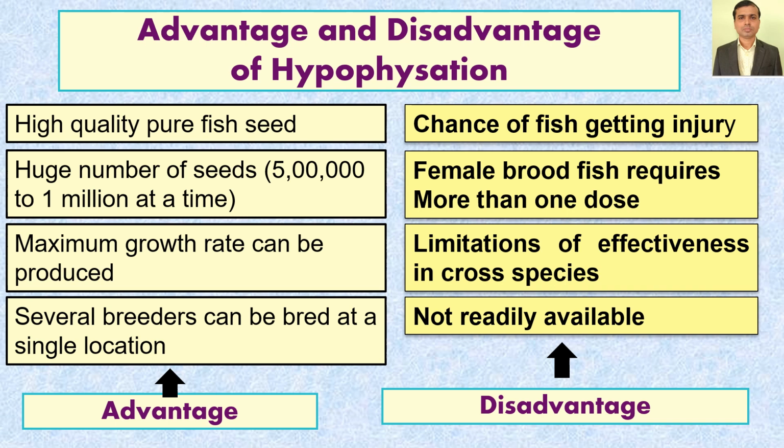And there are limitations of effectiveness in cross species. That means the pituitary gland prepared for a species may not be effective for other unrelated species. And the most important disadvantage is that the required quantity of pituitary gland is not available as per the requirement, and it is not readily available in the market.